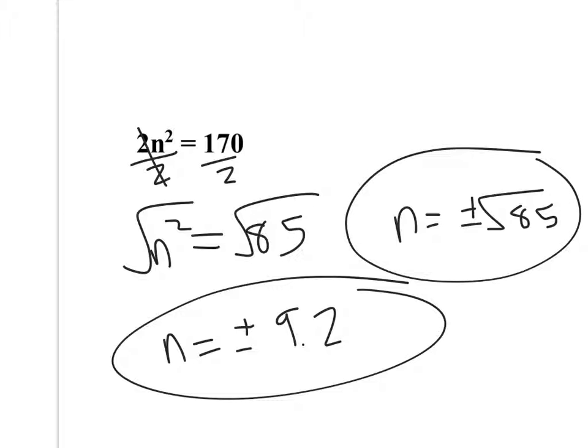Okay? I want you to be aware of what you might see on the OCCT, which is this. Instead of working out the square root of 85, it just leaves it like this. So if you see this, don't be afraid of it. It's the same thing as this. Okay? Any questions? Do one more.